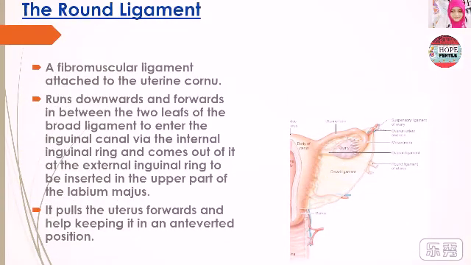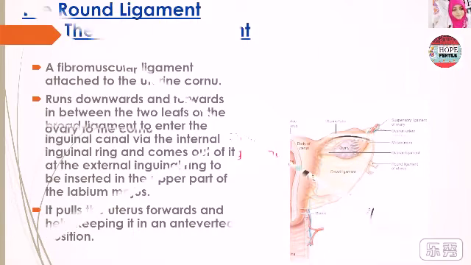Then when we come to round ligament, here it is the round ligament. It is a fibromuscular ligament attached to the uterine cornu. So it runs downwards and forwards in between the two leaves of the broad ligament to enter the inguinal canal via the internal inguinal ring and comes out of it at the external inguinal ring to be inserted in the upper part of the labium majus. It pulls the uterus forwards and helps keep it in an anteverted position.